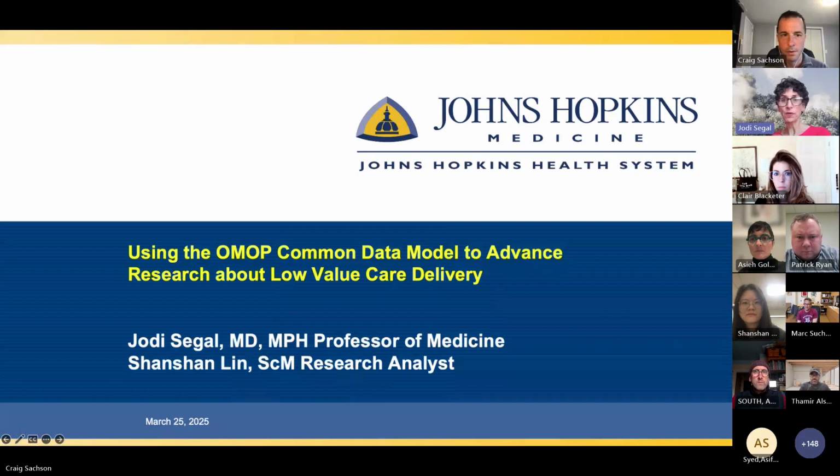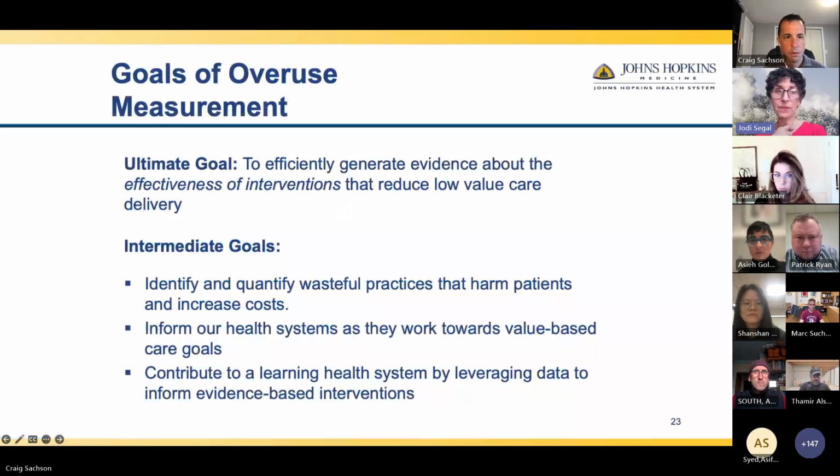This is really to explore whether there's interest in forming a work group or bringing people together on this topic. So I've been long interested in overuse of healthcare or low value healthcare. My ultimate goal is to be able to generate evidence about the effectiveness of interventions to reduce low value care delivery. So beyond just descriptive, I want to fix things within a learning health system.